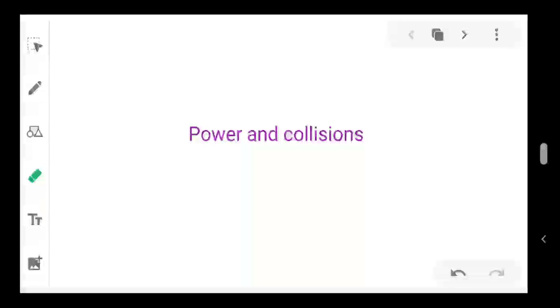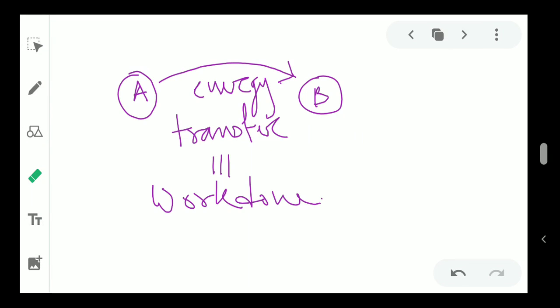Hello everyone. So today we will talk about power, energy conservation, momentum conservation, and their influence on collisions. Okay, so in the last class we talked about energy and work done.